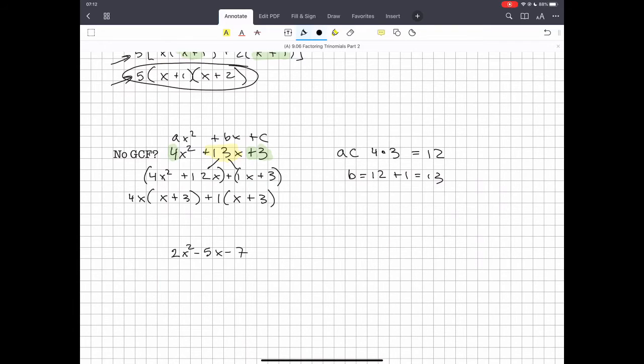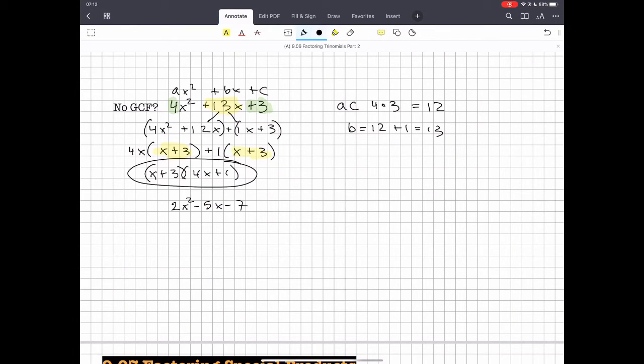Now my greatest common factor is the x plus 3. So we divide that out, and I'm left with 4x plus 1. And that is my answer. Let's look at another problem like this.